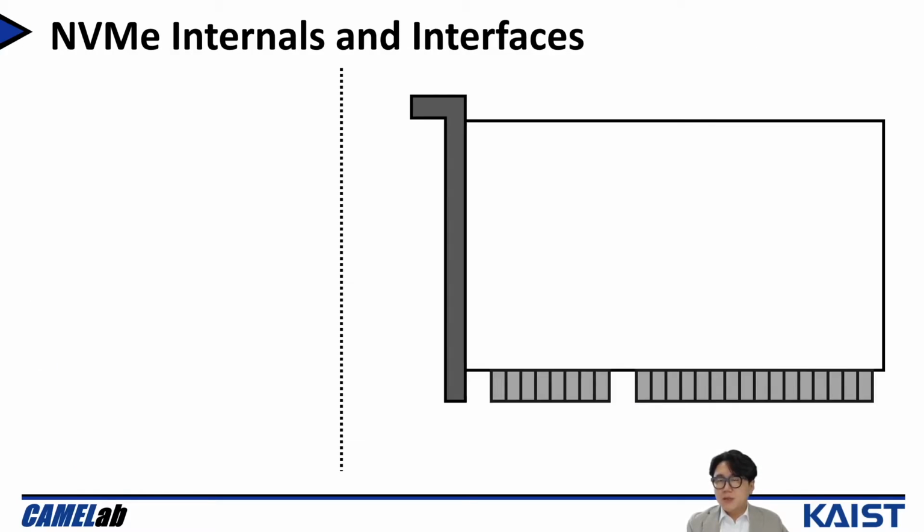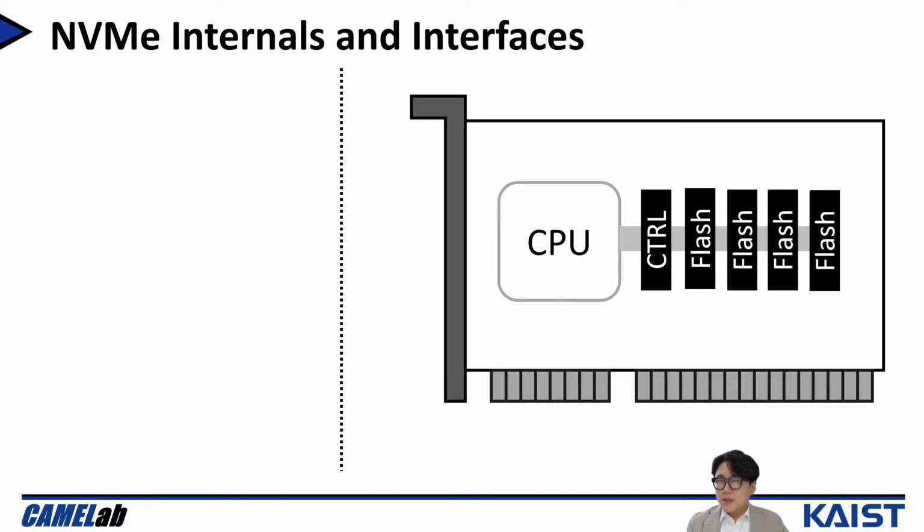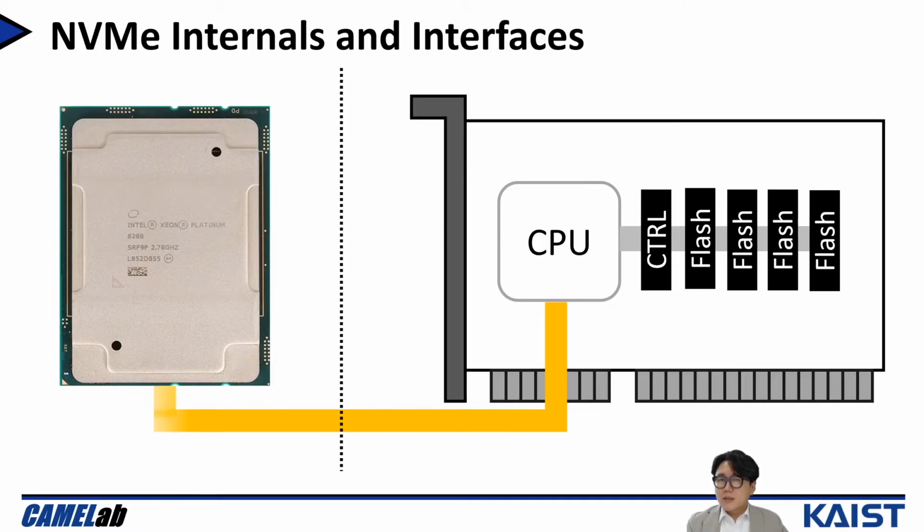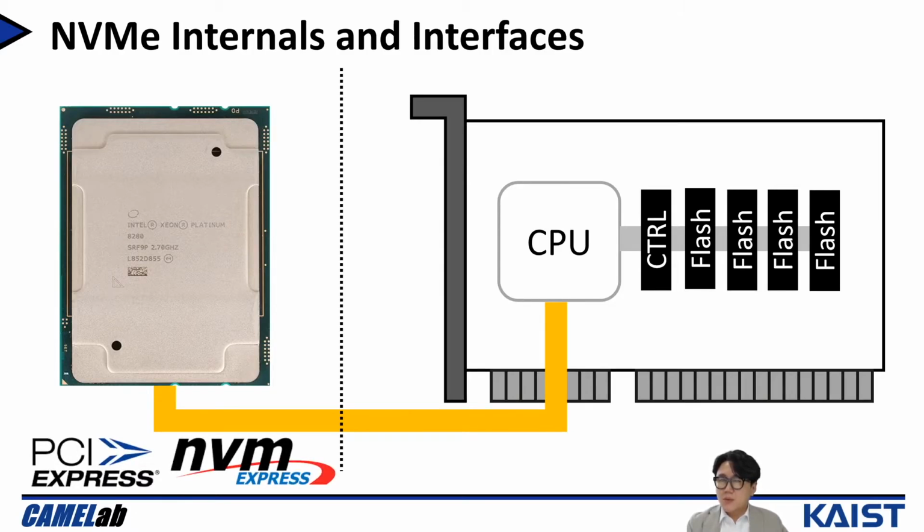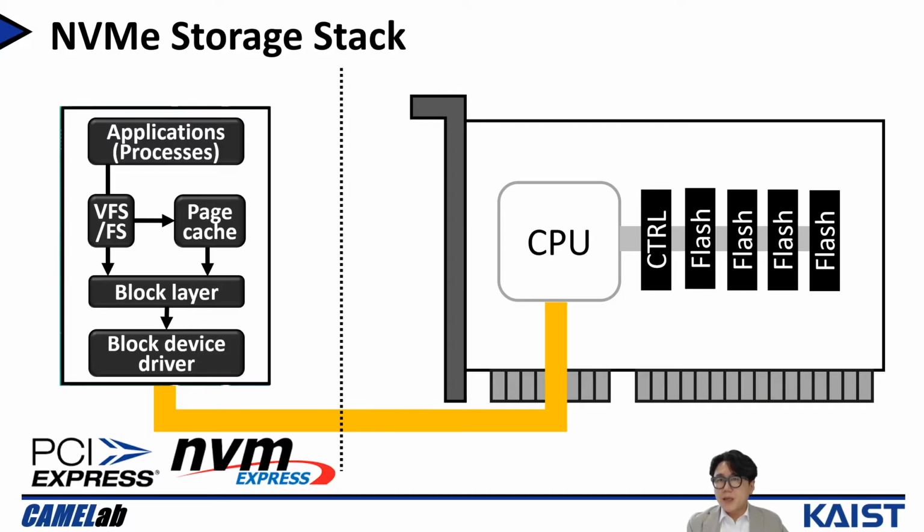So before jumping into the design of the future NVMe storage system, let me introduce NVMe internal components and the interface detail. Modern SSDs employ an embedded CPU and multiple I/O buses called channels. Each channel contains a flash controller and multiple flash packages to improve storage-level parallelism. These internal components are connected to the host over PCI Express. The host enables NVMe over PCIe by employing a storage stack that consists of the file system, page cache, block layer, and the device driver.